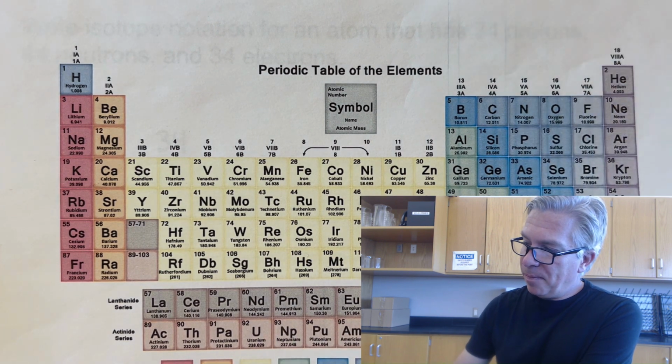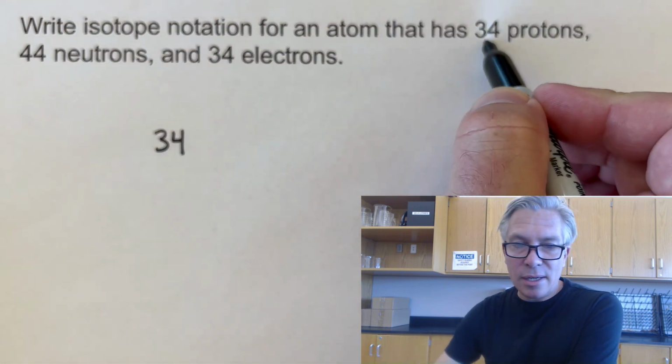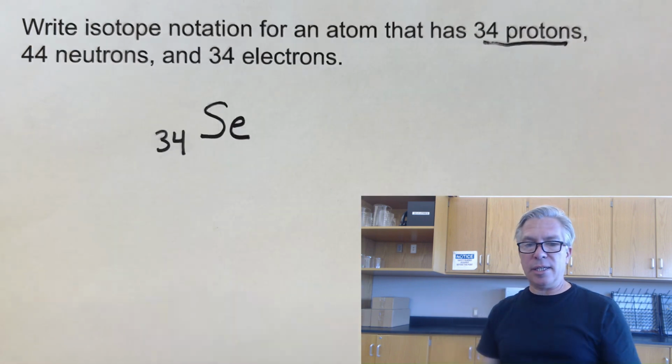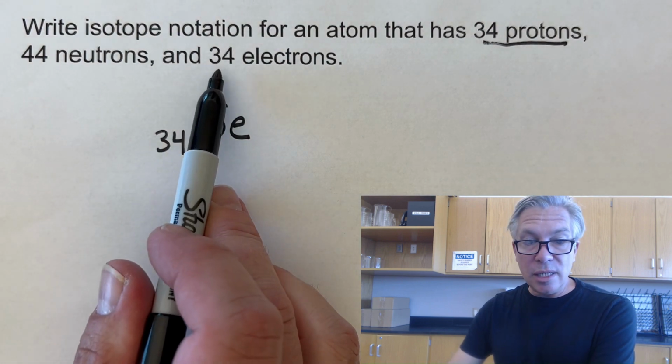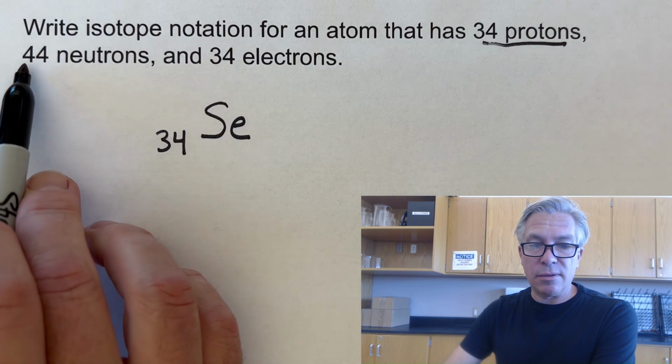So that automatically tells me, when you see protons, that will tell you which element you're dealing with. So let's get the symbol there, selenium there. And it's got 34 electrons, which means it's neutral, so I'm not going to put a charge there. But I have to deal with the 44 neutrons.